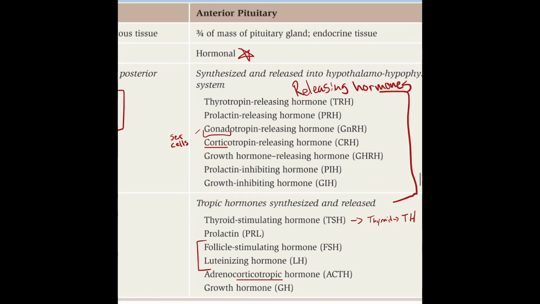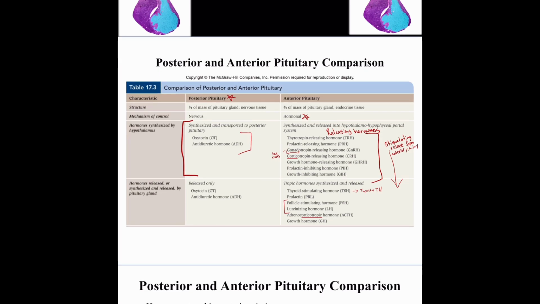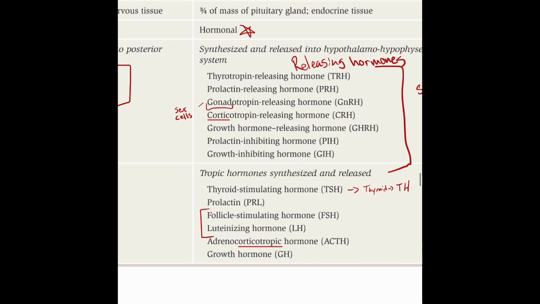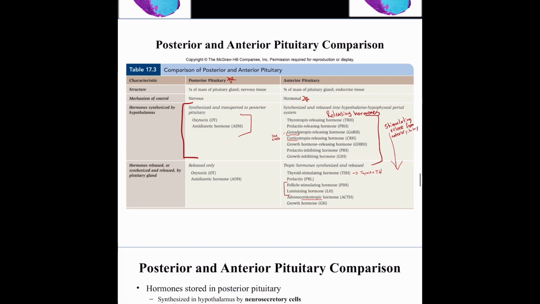They can ask you questions like, stimulating the anterior pituitary for adrenocorticotropic hormone, what needs to be released first? It's corticotropin releasing hormone, right? So it's a lot of memorizing.